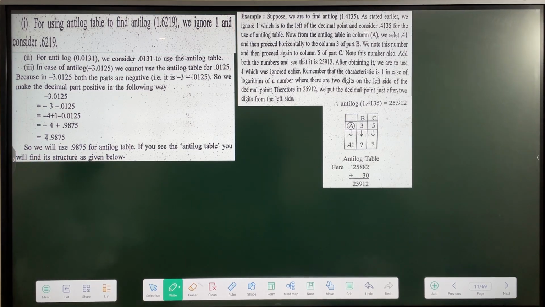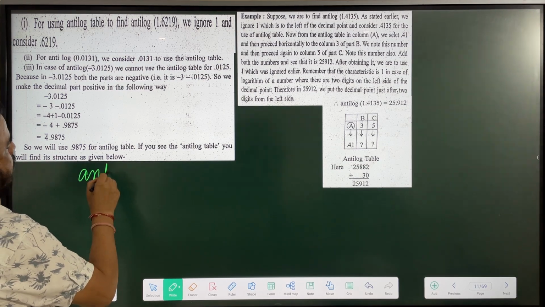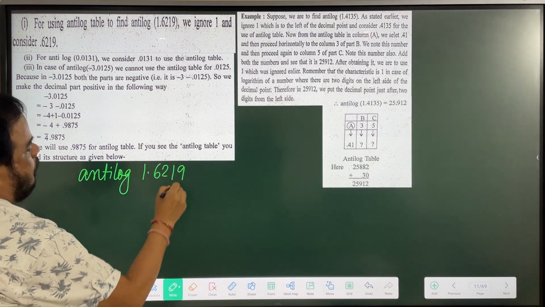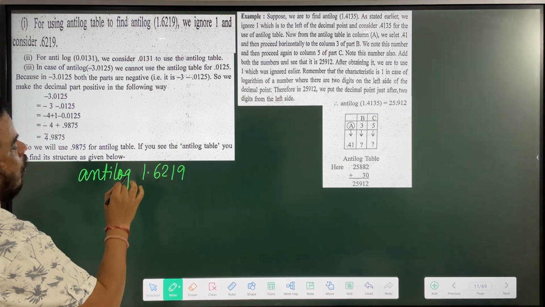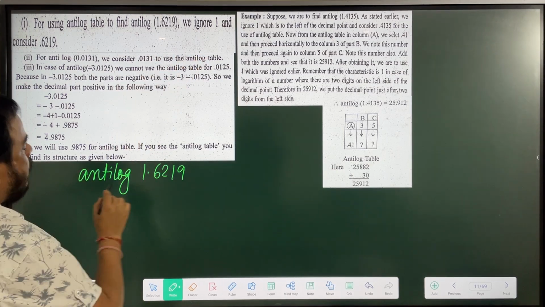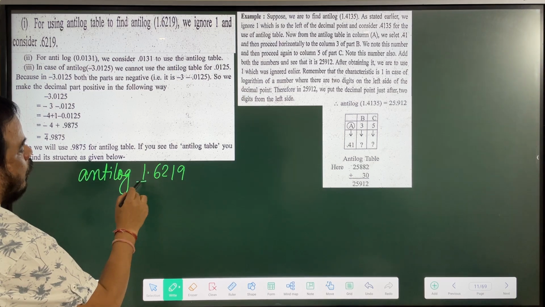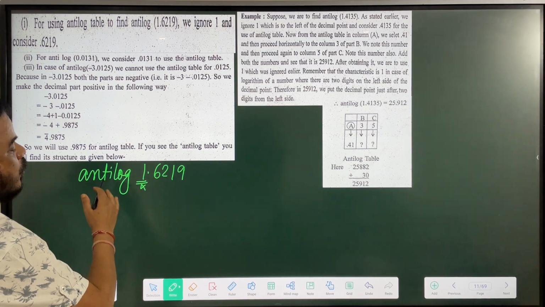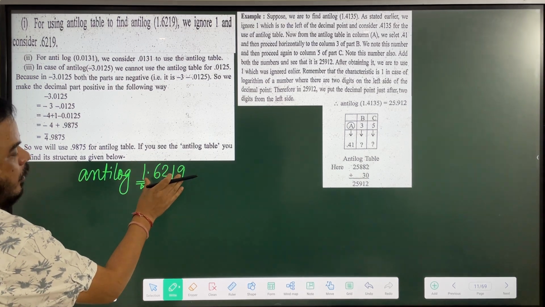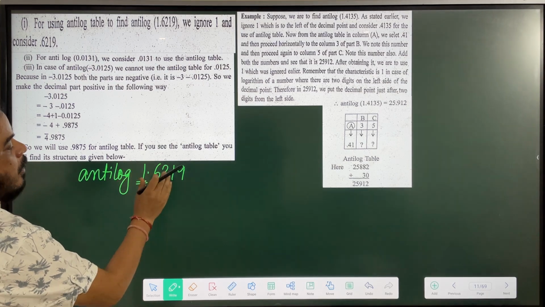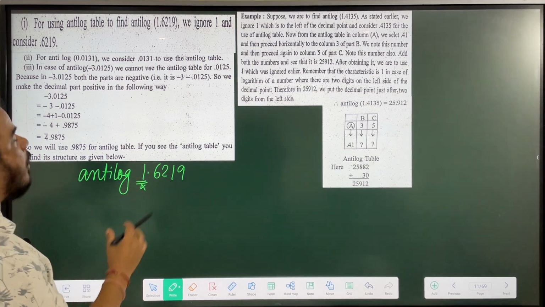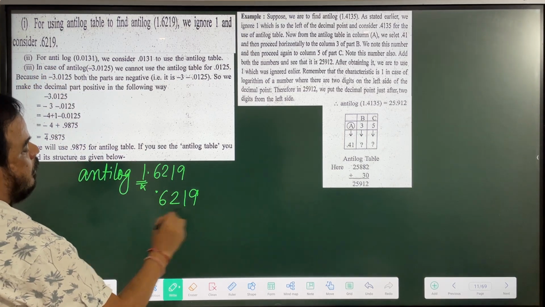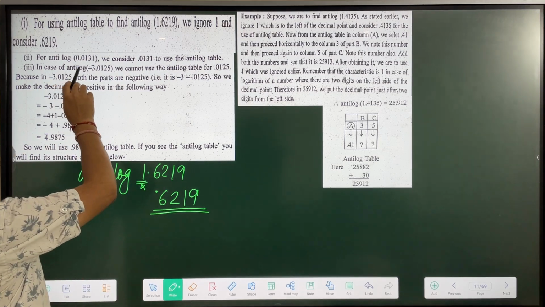Here, for using the antilog table to find the antilog of 1.6219, we ignore the 1. As I have already told you, the 1 is not required for antilog. After the decimal, antilog is related to the decimal part only, not the integral part. Remember that. The decimal part, that means the mantissa, is what we consider. So we will consider 0.6219 for antilog.